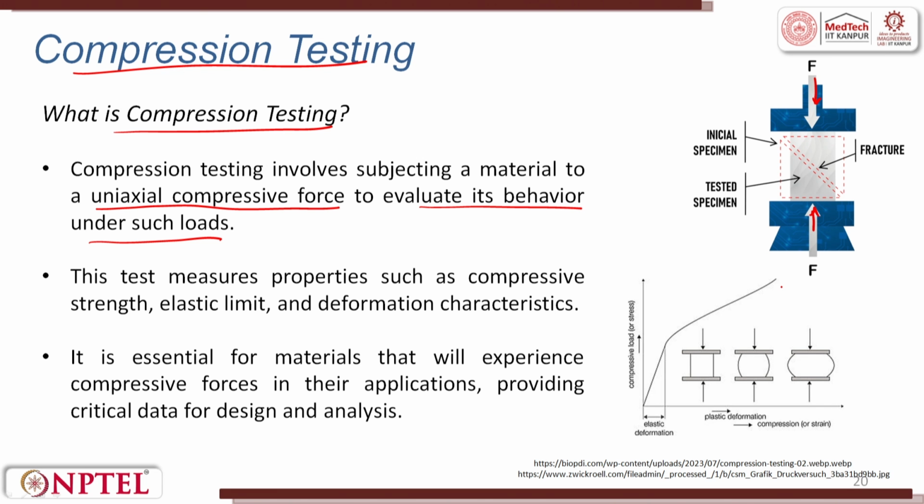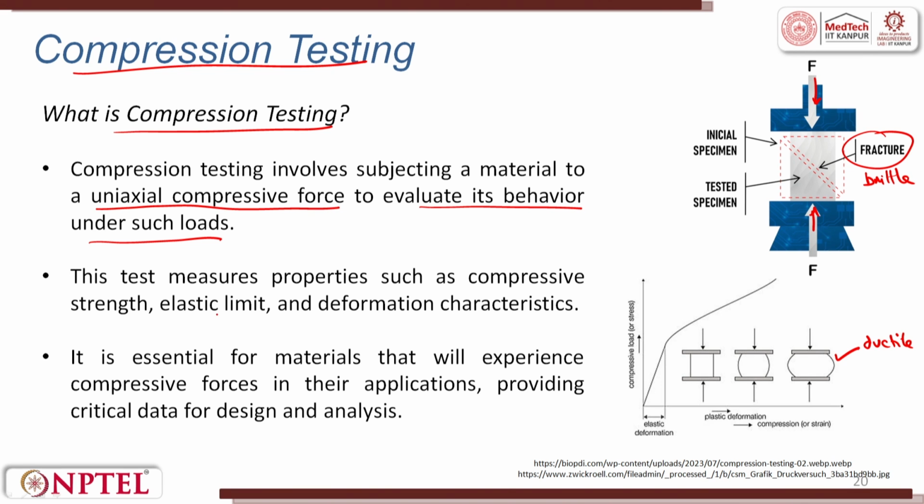There is a fracture in the specimen depending upon the property of the material. For example, this is a ductile material. For ductile material, there will be compression. For brittle material, there will be fracture. This is for brittle material.